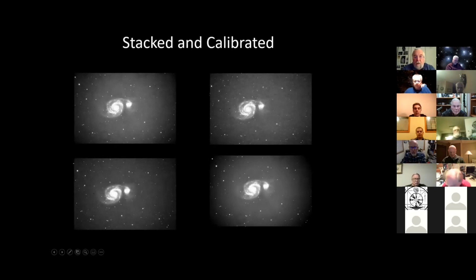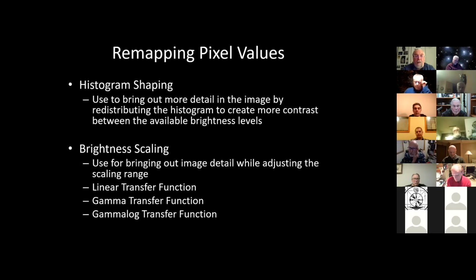And then if it's stacked and calibrated, you get a little bit better. So from the stacked and calibrated, now you want to remap the pixel values to bring out more detail in the image. So normally I use histogram shaping and brightness scaling tool. And again, it depends on the object which one works best. The histogram shaping brings out more detail in the image by redistributing the histogram to create more contrast between the available brightness levels. And I just mess around with it.